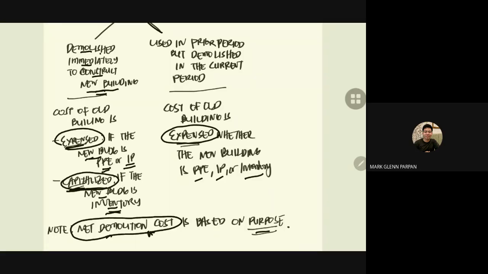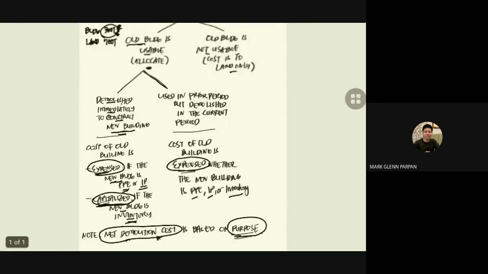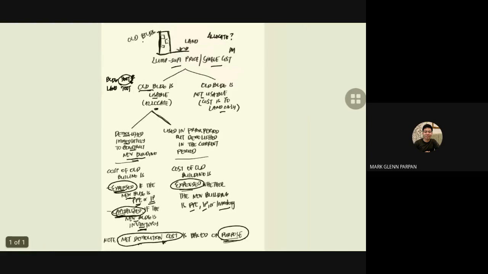Bakit dinemolish yung old building? Kasi po gusto lang i-clear ang land kasi merong gagawin sa land. We are going to prepare the land for its intended purpose. Since ang purpose sa pag-demolish is to prepare the land, therefore i-charge natin siya sa land. Again, based on purpose. So I think that will be all for this video. Very short explanation with our PIC interpretation on land and building.